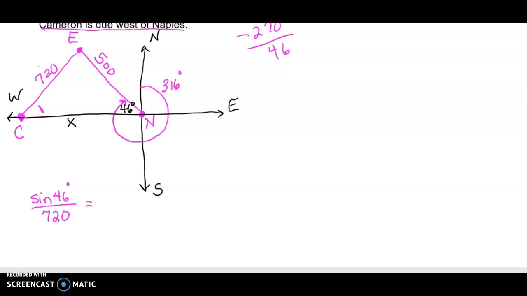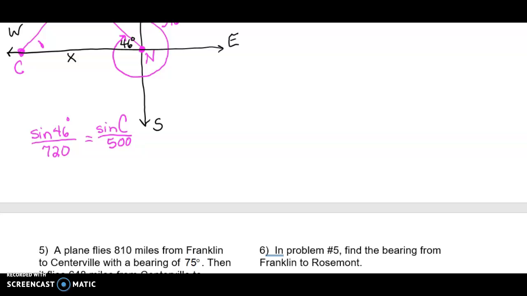So I can say the sine of angle C over its opposite side, which is 500. Make sure that you are in degree mode when you do this. We're going to cross multiply. That would be 500 times sine 46 equals 720 times sine of angle C. We'll divide both sides by 720.